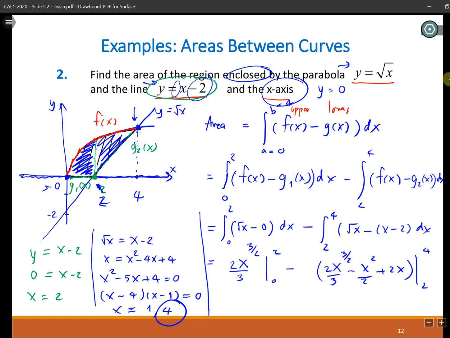Alright, and let's work on this. The front part, you are going to get 4 square root of 2 over 3. Now the second part is going to be, oh sorry, there is one mistake here. Look at this. This is supposed to be added together, not subtracted, because we add the area of the two of them. So this is plus. Change that. So this is plus.